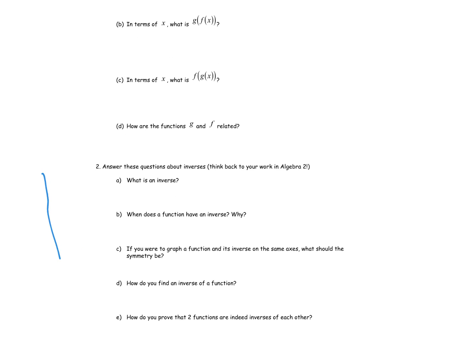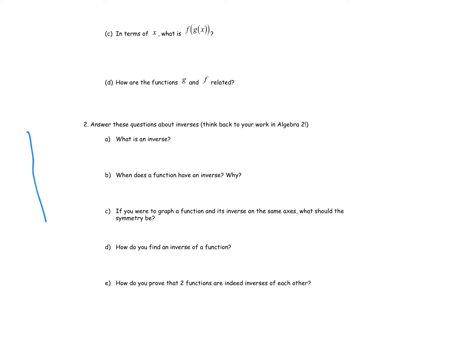They undo each other. And so let's recap a little bit about inverses. What is an inverse? An inverse, we could say, undoes a function. The domain and range completely flip for an inverse of a function. The domain and range are switched.